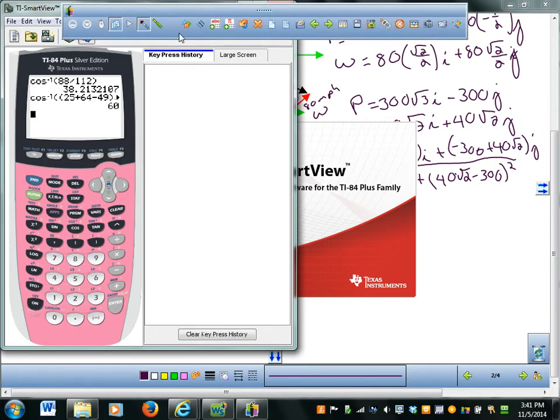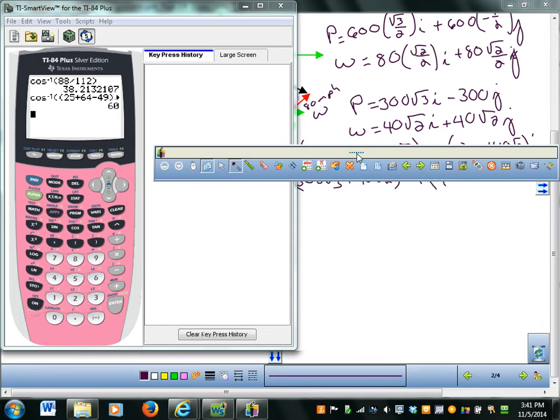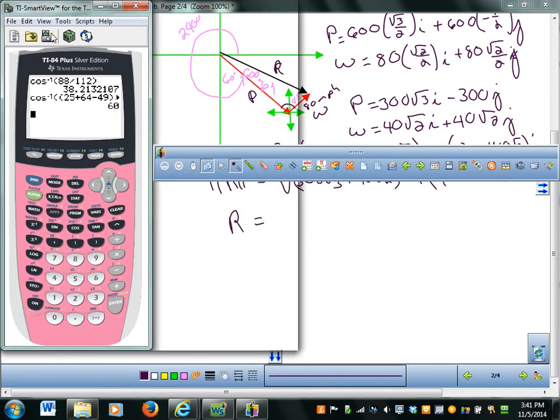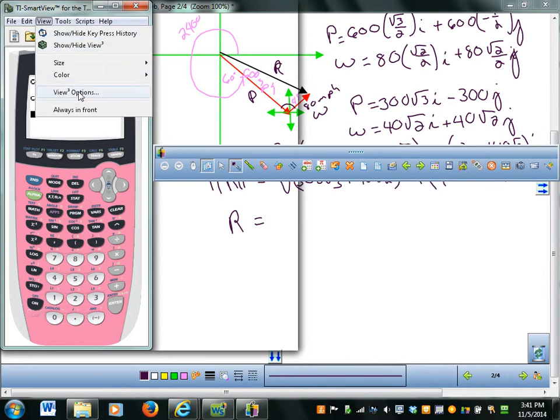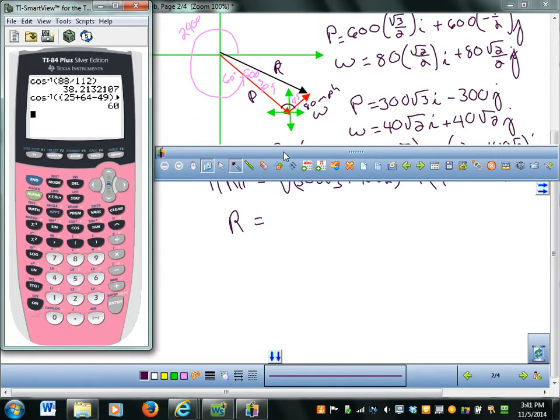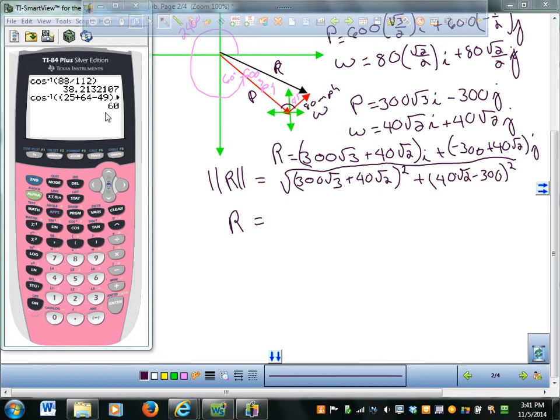Okay, so I am going to close this. U always in front. Get rid of this. Move this. So here I go. I'm first just going to compute this 300. Oops, I need some parentheses.